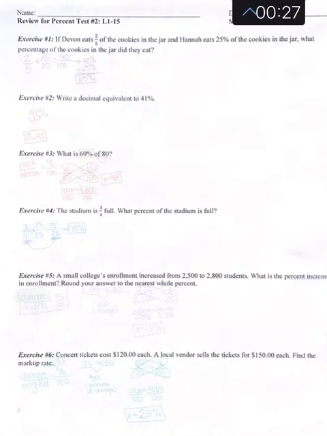Alright, so our first example is if Devin eats 2/5 of the cookies in the jar and Hannah eats 25% of the cookies in the jar, what percentage of the cookies in the jar did they eat? So in order to figure out the total amount of percents, we need to get both of those numbers to be percents. The amount Hannah eats is already a percent, 25, so we can leave that be. We need to turn 2/5 into a percent. And remember, percent means per 100. So we need to get that denominator to be 100.